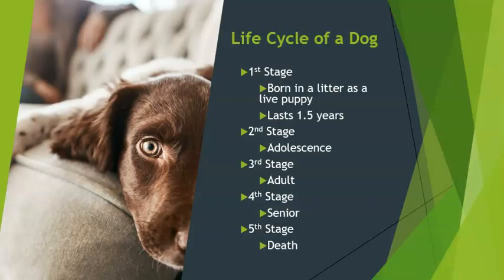Okay, so let's discuss an example of a life cycle. This example is a dog. A dog has 5 stages in its life cycle. The first stage, it's born in a litter as a live puppy, and its puppy stage lasts about 1.5 years. Its second stage is adolescence. Its third stage is an adult. The fourth stage is a senior, and the fifth stage is death.